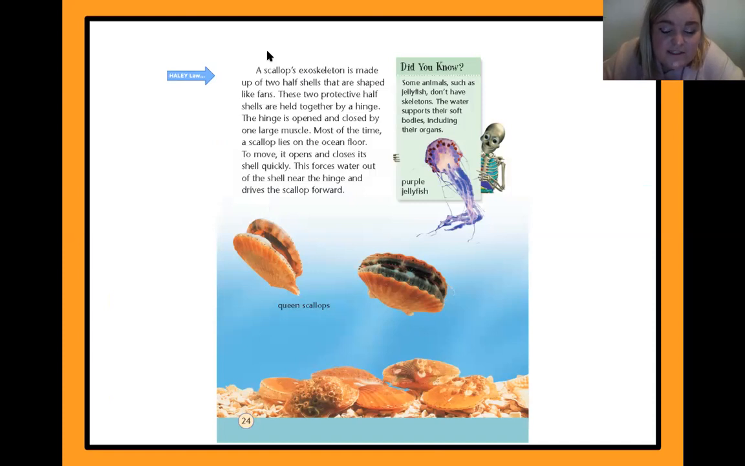Most of the time, a scallop lies on the ocean floor. To move, it opens and closes its shell quickly. This forces water out of the shell near the hinge and drives the scallop forward.